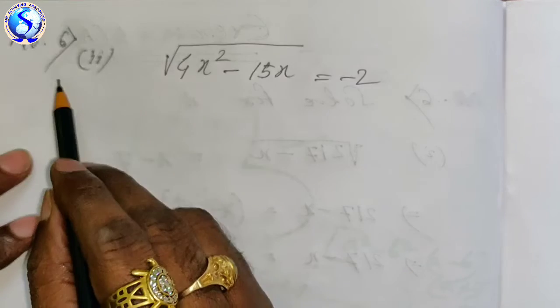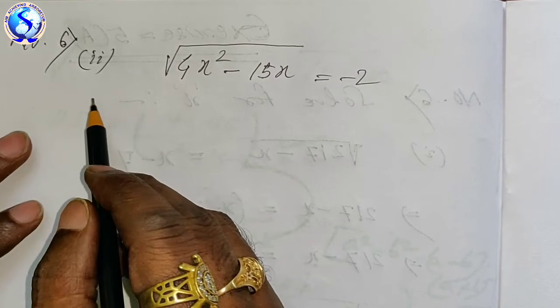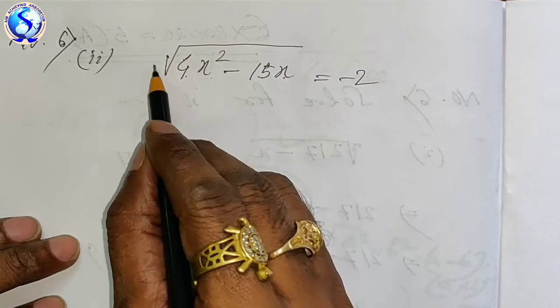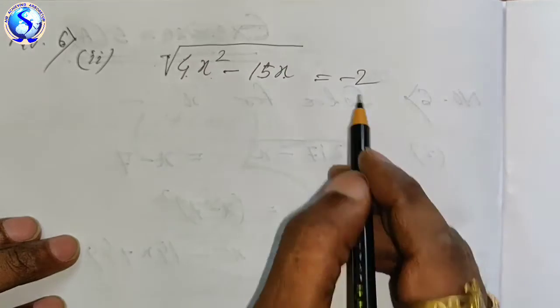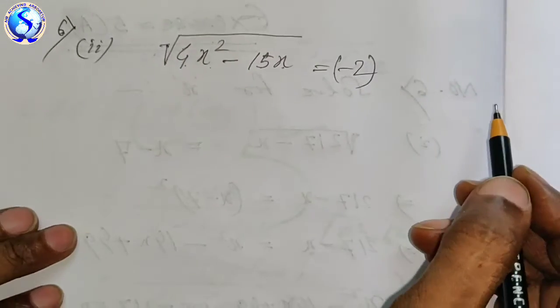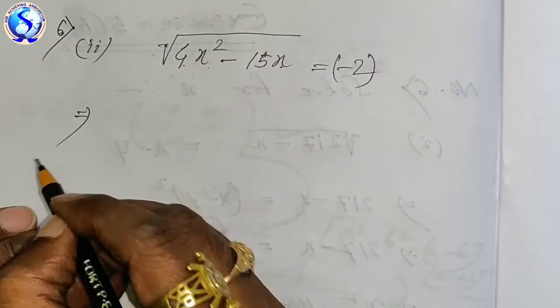See question number 6, second part. The first part I have already completed, now I am doing the second part. See the question: the square root of 4x square minus 15x, whole root, is equal to minus 2. How to remove this root sign? That is the first part. I am giving the impression here.